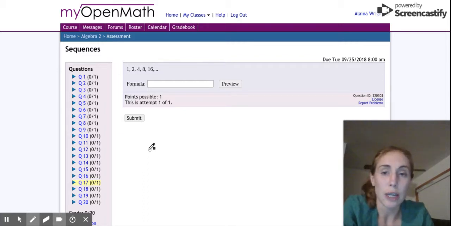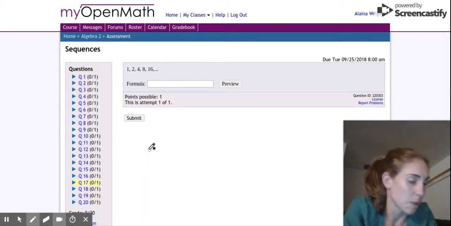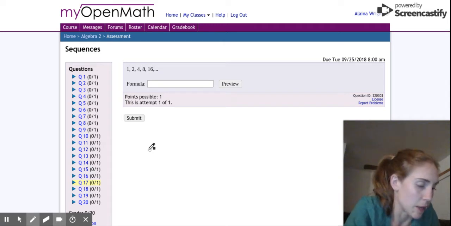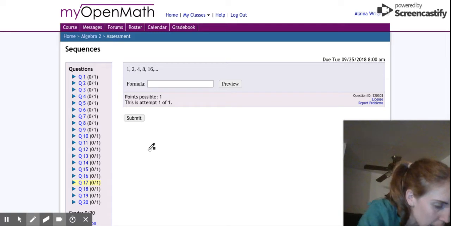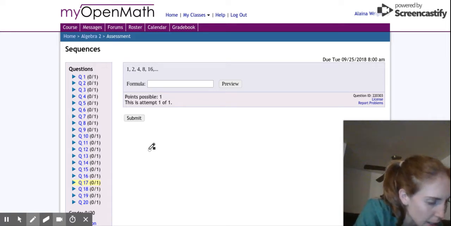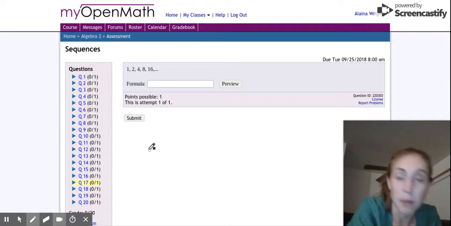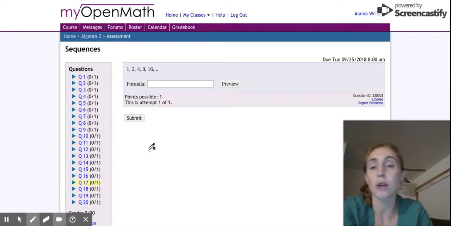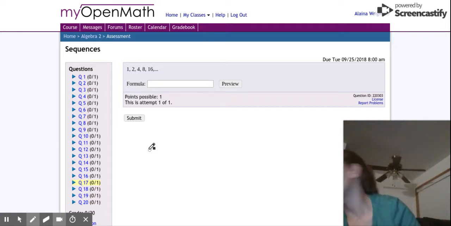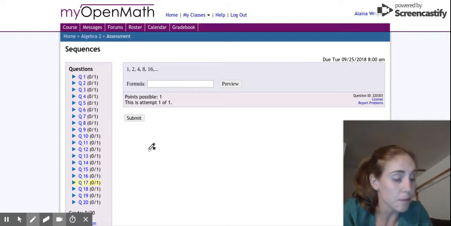I'm actually going to start at number 17. I'm going to go about this in a bit of an unconventional order. I'm going to do 17, then 18, then 9, 6, 4, 1, and I will end on number 16. So I'm kind of going all over the place, and I hope you forgive me for that.